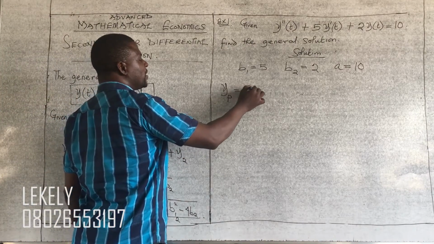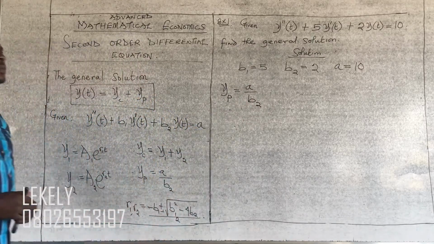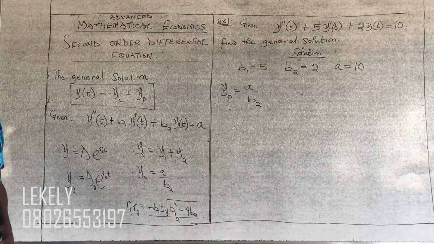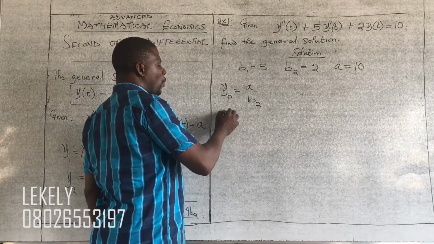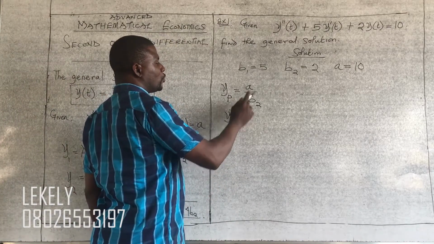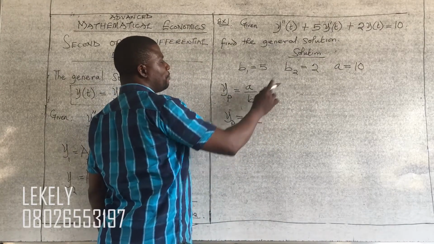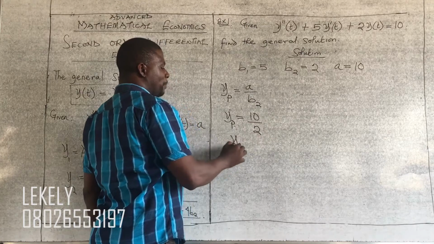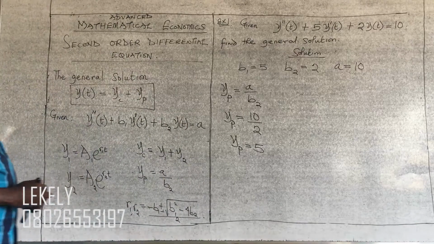Now, our yp is always a over b2. That's the formula. From the question already, I know my a, and I also know my b2. So what will be my yp? My yp will be equal to a over b2. What's the a? 10 over b2. What's the b2? 2. So our yp is what? 5. 10 divided by 2 is 5.